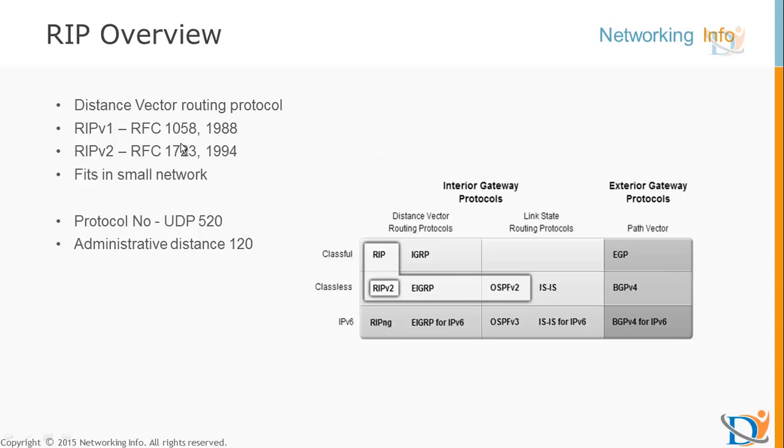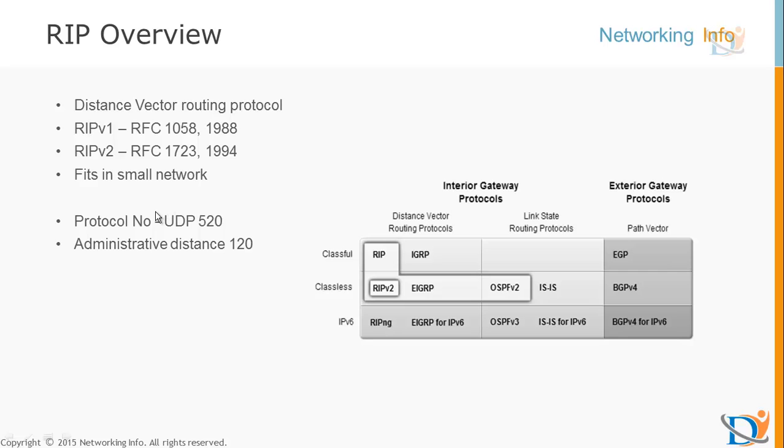There are two versions, version 1 and version 2, and I have mentioned the documentation for both here. We can go and see it over there also. Generally RIP is designed for a small network. It's not for very big networks, not for an ISP. We can have this type of configuration in our private network or in a very small network.